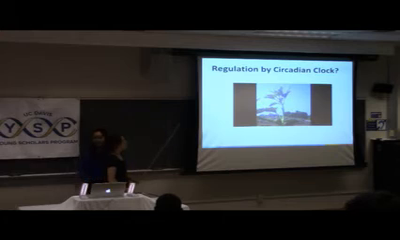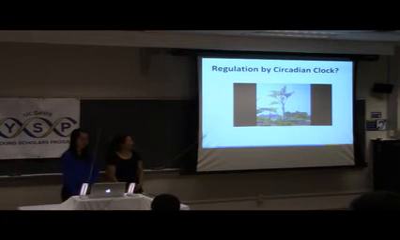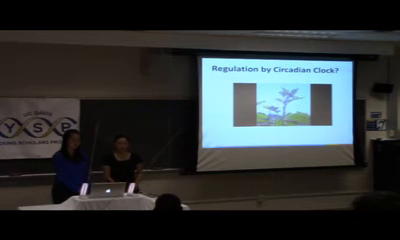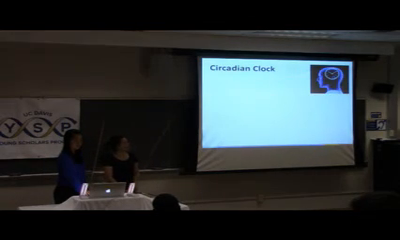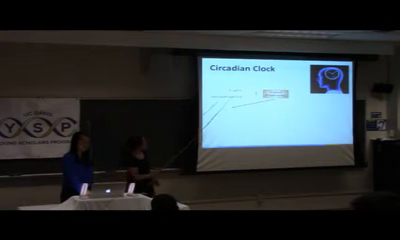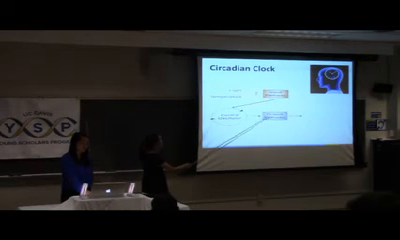So previously, the Harmer lab indirectly identified the role of the circadian clock in solar tracking. Right now, for my project, I am directly studying the role of the circadian clock on solar tracking on a molecular level. So the circadian clock has three parts. The first is input pathways, the second is the central oscillator, and the third is the output pathways.